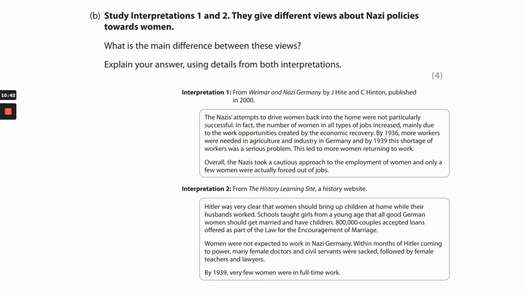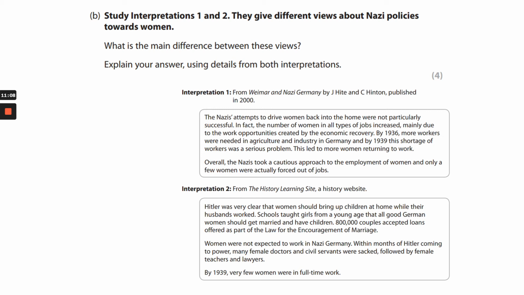Next up, study interpretations 1 and 2. They give different views about Nazi policies towards women. What is the main difference between these views? Well, I'm going to have to read them and then think about what is the difference between these two. They're both contemporary writers, so writers from now. So I don't need to know who wrote them, I just need to read them. So let's look at the first one.